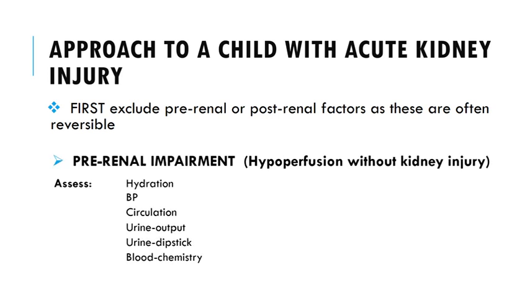So if we look at pre-renal factors, as we've mentioned, these are things that will cause hypoperfusion of the kidneys. So assess the hydration status of the patient, check their blood pressure, assess their circulation, try and get an estimate of their urine output. So patients who are dehydrated, who are shocked, poor urine output, these are patients that will have a pre-renal kidney impairment. You will then also look at their dipstick and blood chemistry to help you identify factors which will support this.